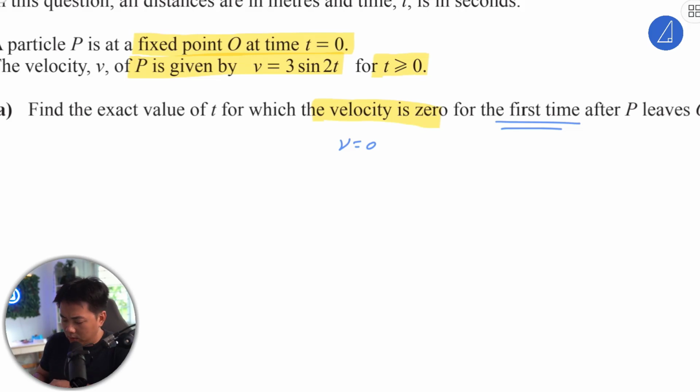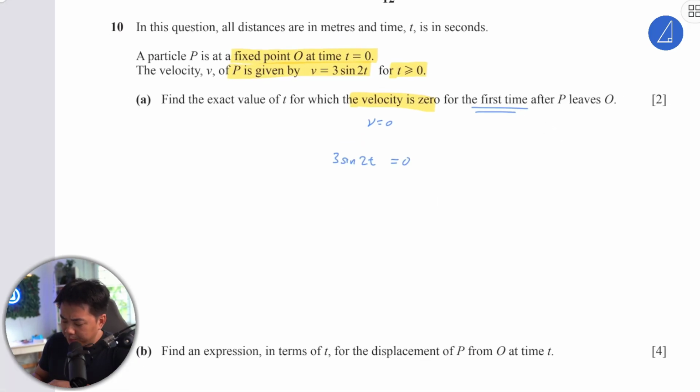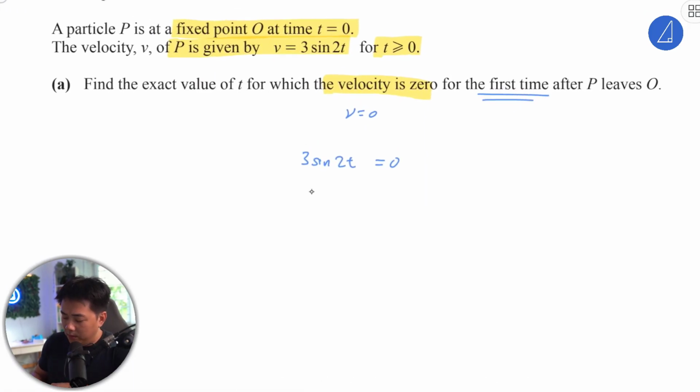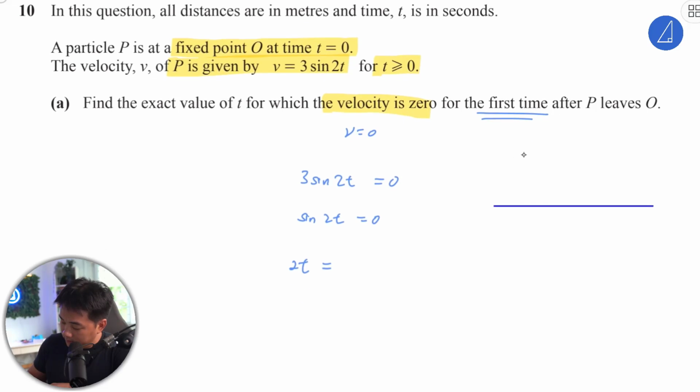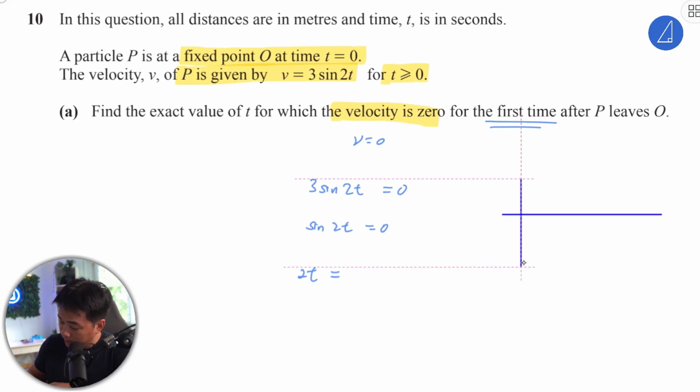So this would be for the first time after it passes. Because we could solve a few times here. Okay, so we have 3 sine 2t equals to 0. We know 2t will just be 0. So sine 0, sine is 0. Okay, let's just draw the curve here. Sine is 0. Firstly, when it's 0, right? So like that, sine is 0.